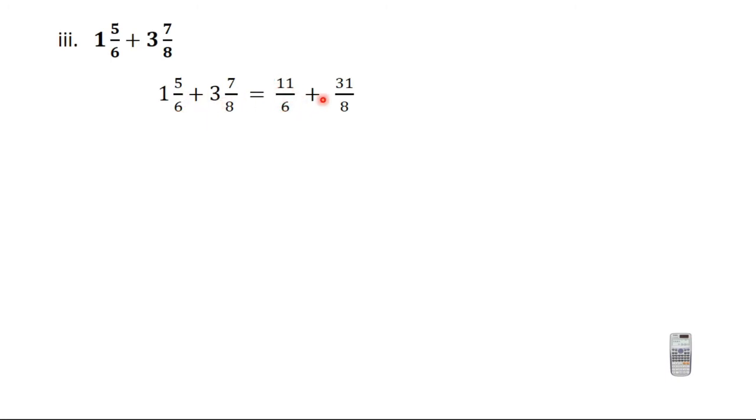You bring your addition sign. You convert 3 whole number 7 over 8 to an improper fraction, you get 31 over 8. Once again, if you want to learn how this conversion is done, watch the previous video or the first video on fractions and you will get it in detail. Now let's move on. We have them in improper fractions. So you find the LCM. The LCM of 6 and 8 is 24.